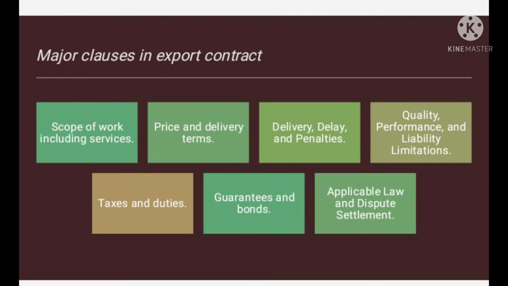Major clauses in export contract. Scope of work, including services, price and delivery terms, delivery, delay and penalties, quality, performance and liability limitations, taxes and duties, guarantees and bans, applicable law and dispute settlement.